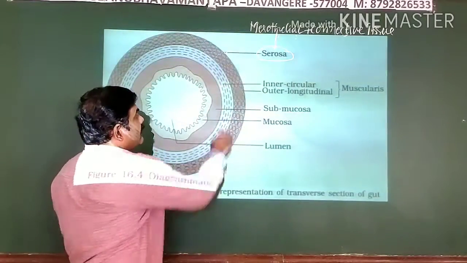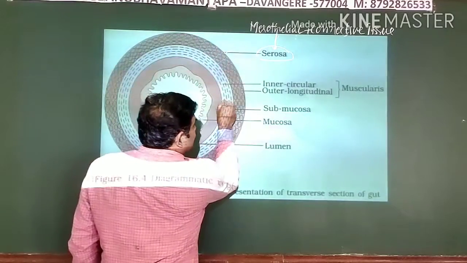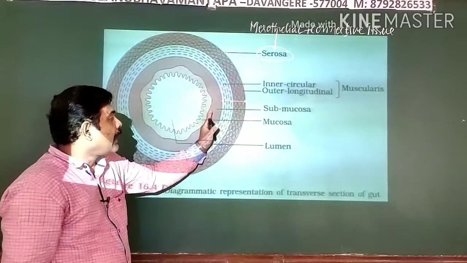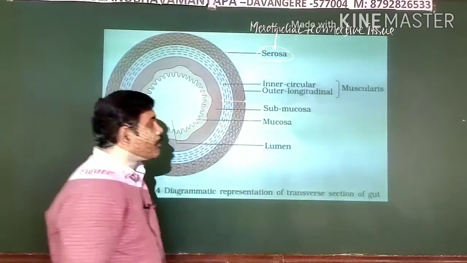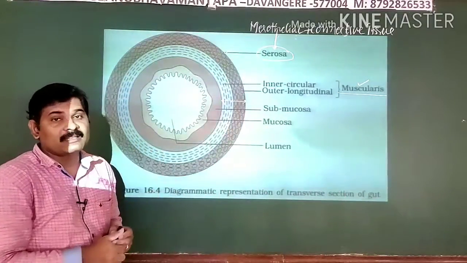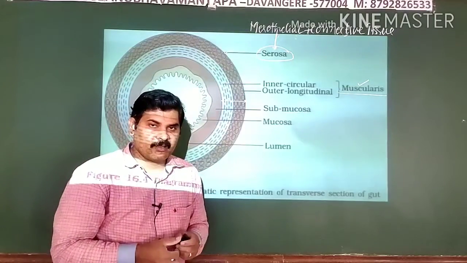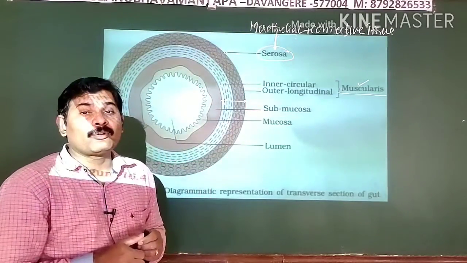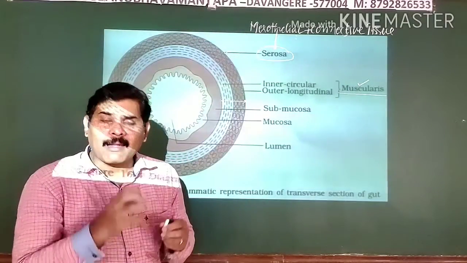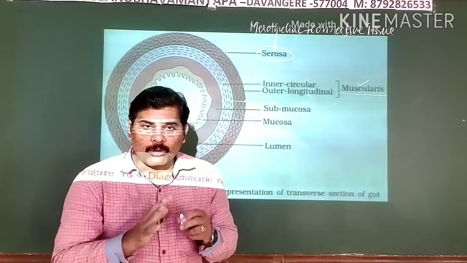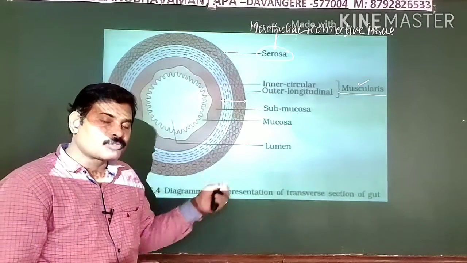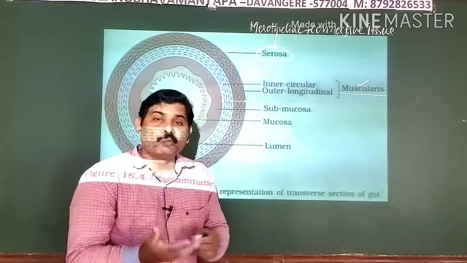Coming to the second one, this is the area you observe here, beneath the serosa and above the submucosa. This layer of your alimentary canal is known as muscularis. Muscularis means it is made up of muscles. One important thing related to these muscles: all the muscles present in your alimentary canal are involuntary muscles. The contraction and relaxation of these muscles are not under our control, hence they are known as involuntary muscles. Most of these muscles are also smooth muscles.